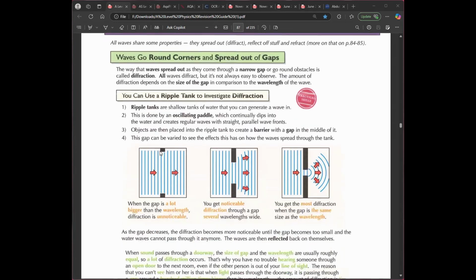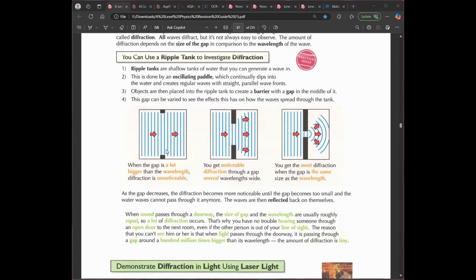So you can basically have a look at this phenomenon in a ripple tank. You basically have a wave generator there, and you can see that these are the waves. If you see from the top, you can see that these lines represent the crests, and as they pass through a very big spacing or a very big slit, you won't see any spread after the slit, because the wavelength is so small compared to the gap between those slits.